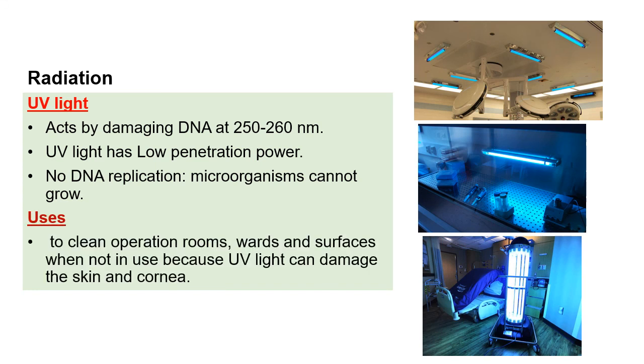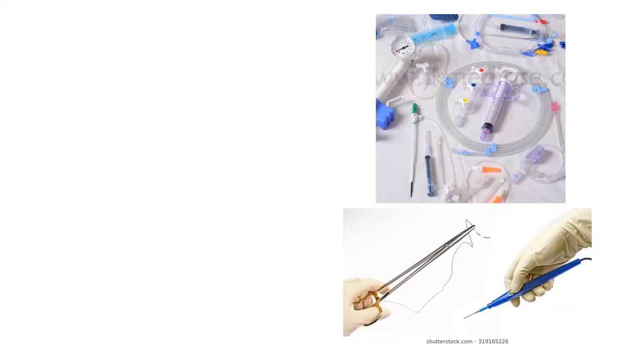And we use it for cleaning operation theaters or rooms, the wards, the surfaces when they are not in use. So this basically means that if at night or if the operation theater is empty, you can switch these lights off, and then you apply the UV light on, and this will cause damage to any bacteria or pathogens that is remaining on the surface. But you have to be very careful again, because this is very damaging to the skin and cornea, so you don't really expose yourself to this light.